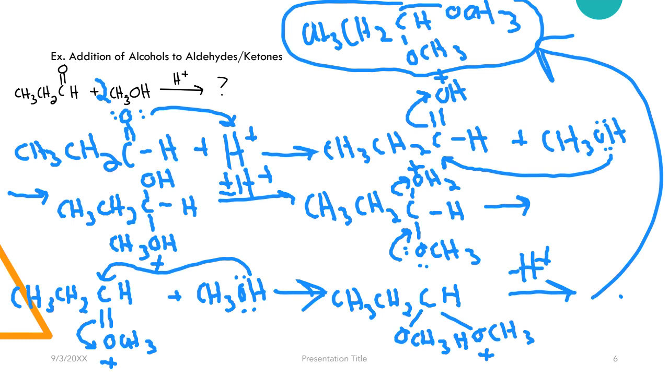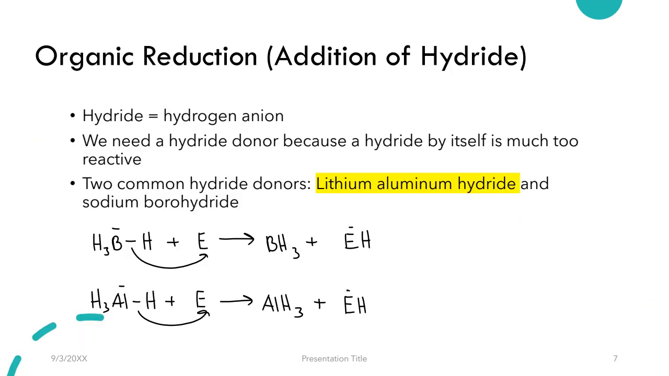Okay, so we have organic reduction, the use of hydride. So hydride is just an anion of hydrogen, and an anion of hydrogen basically just means it's a hydrogen that's taking a pair of electrons with it. So we have hydride donors, because we can't isolate hydride by itself. And we have lithium aluminum hydride, which is the stronger one, and then sodium borohydride. And this is how they react with electrophiles. So like I said, a hydride just means it's taking a pair of bonding electrons with it.